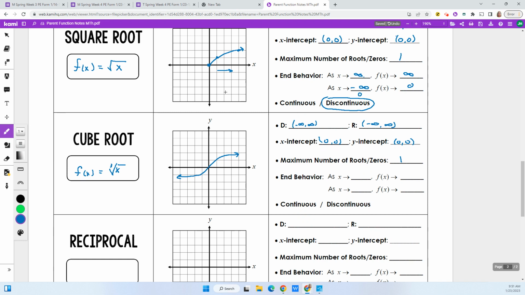And I'll fill in the end behaviors on these as we go, but you can always tell what the end behaviors are just by looking at the direction of the arrows, right? The end behavior as x is going towards infinity, y is also getting bigger, right? This arrow is going up, not down. As it gets towards negative infinity, as it moves in this direction, y is getting smaller. And this is a continuous function.